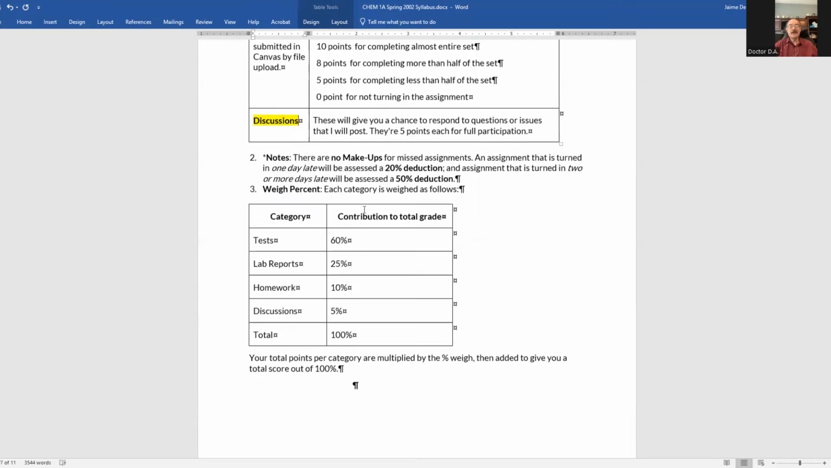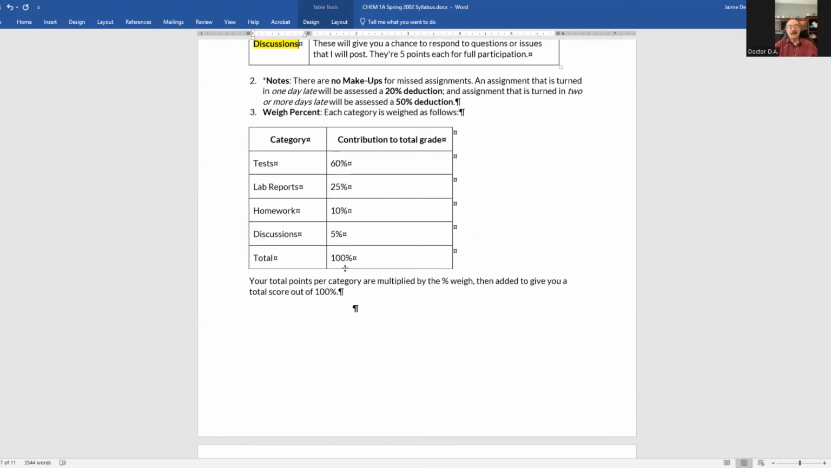Discussions are worth 5 points, and this is the way I allocate the weight percent of each category. If you're not familiar with this, what it means is that I don't simply add up all the points and then divide by the total. I actually add the points per category, and you multiply by the percent weight. And then you add those up to give you a score out of 100%. If you're not familiar with this methodology, don't worry, just ask me, all right?